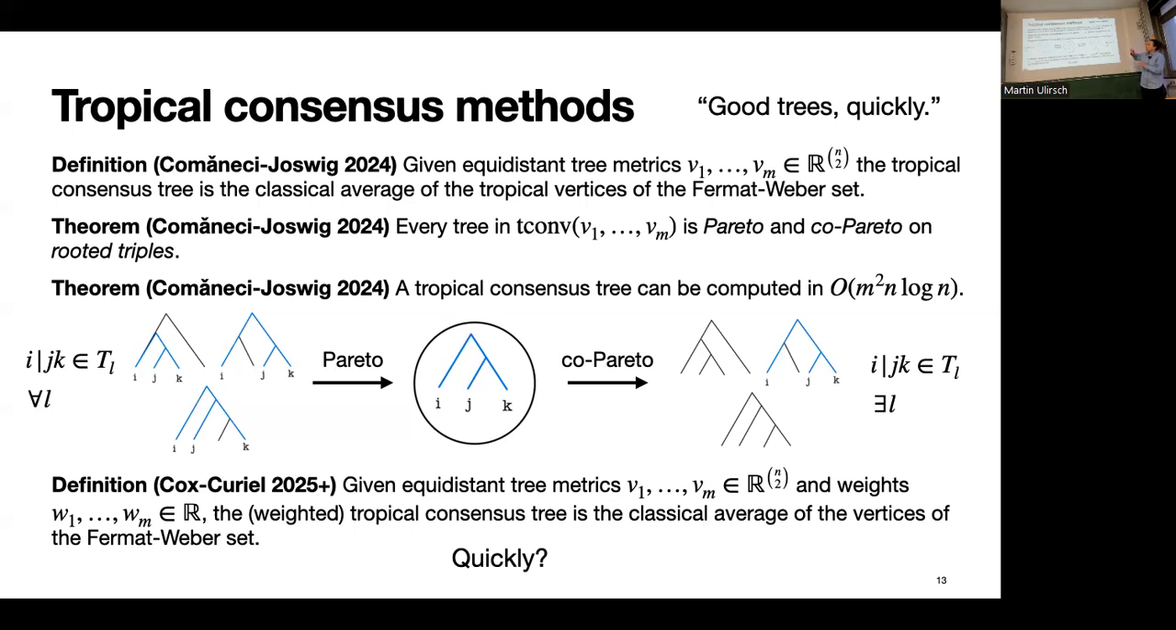The second big part of their paper was that the tropical consensus tree, or this Fermat-Weber set, can be computed in strongly polynomial time. So it's quadratic in the number of samples and n log n in the number of leaves. And that's something that we're still working on here. Because the weights introduced some asymmetry in this problem, it wasn't clear right away if this polynomial time algorithm could be extended. Have you tried weighting the average?